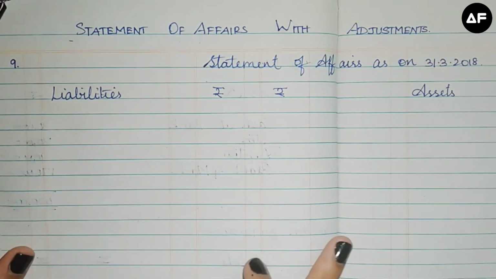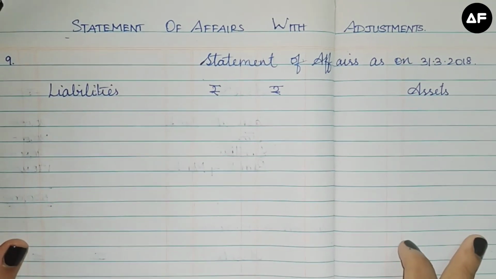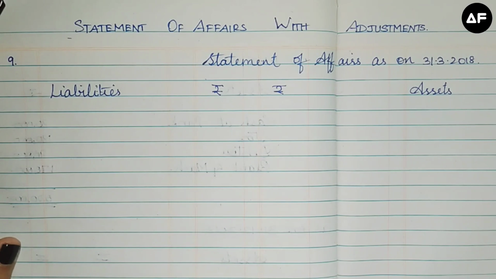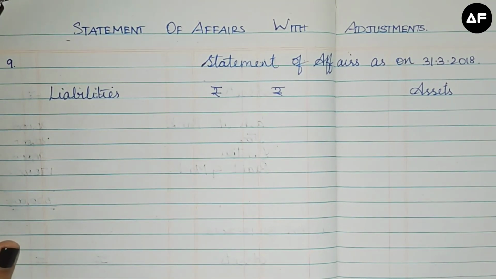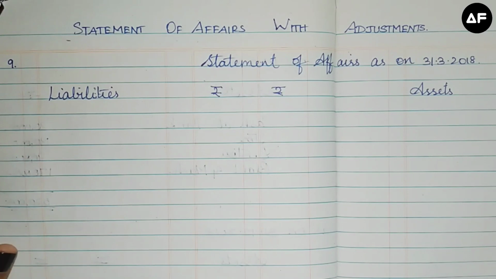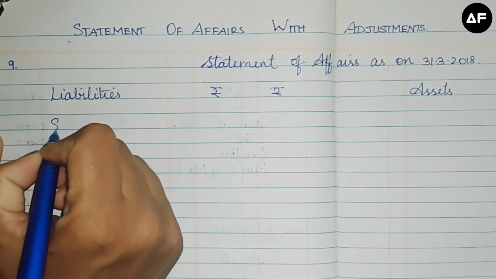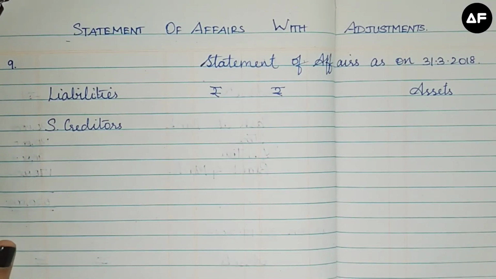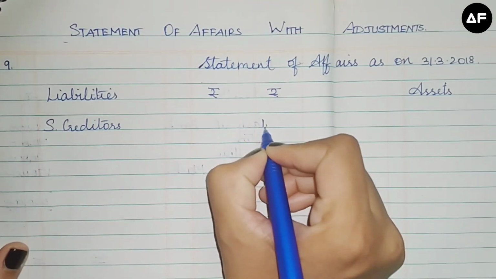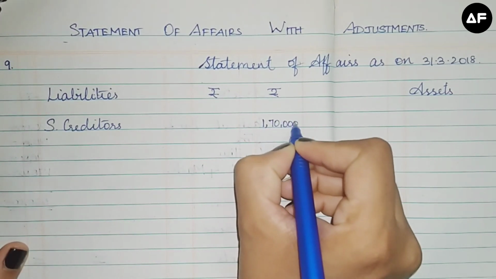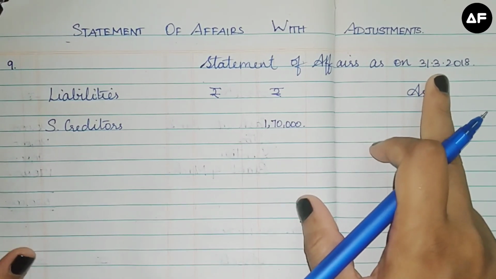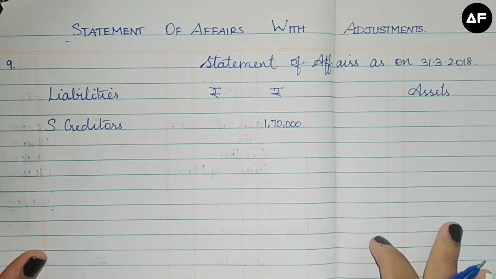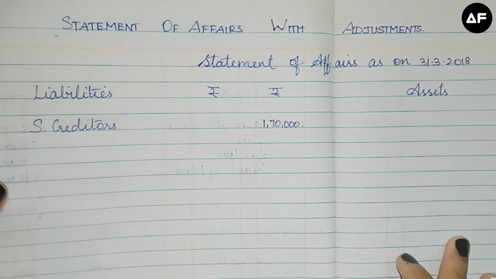So we have written down the format, that is having liabilities and assets on both sides. First start off with the liabilities. The first liability is going to be sundry creditors, and that is the only liability given. So sundry creditors is rupees 1,70,000. We are gonna do everything with 31/3/2018 balances. So after sundry creditors, the rest of the items are assets. So let's move on to the asset side.